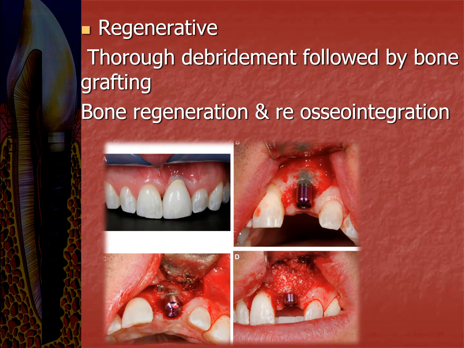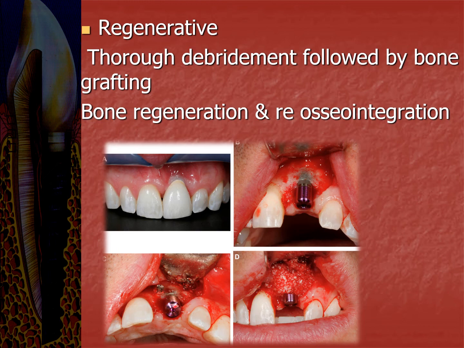Coming to the regenerative surgery, which includes thorough debridement followed by bone grafting. In this technique, a flap is elevated and the diseased portion of the bone and the soft tissue is thoroughly cleaned by using specially designed curettes, scalers, chemicals, etc. as mentioned in the above slides, and then this is followed by grafting with particulate bone and follow-up. Studies have shown that when this is done properly, it results in bone regeneration and re-osseointegration.